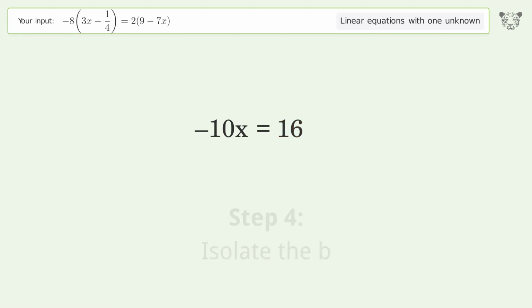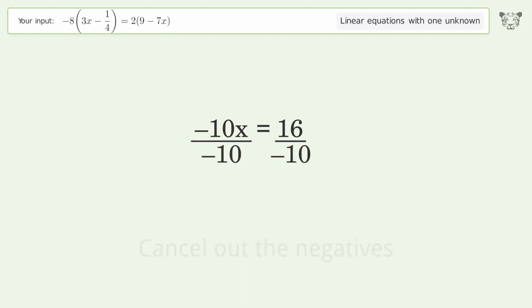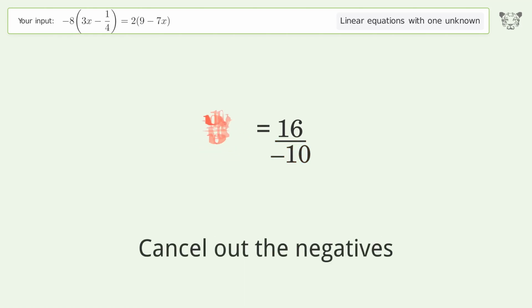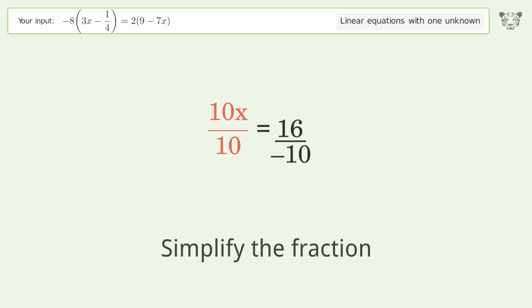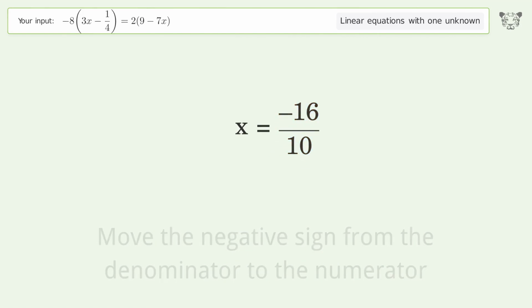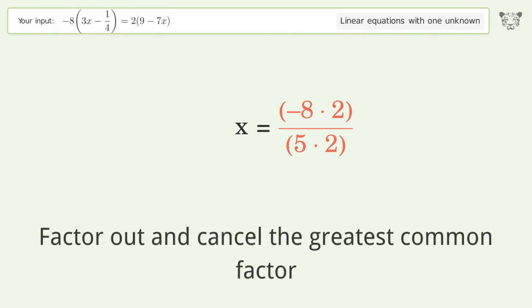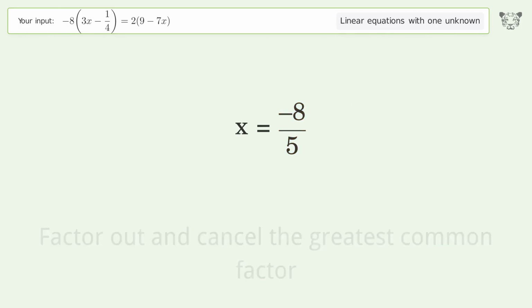Isolate the x. Divide both sides by -10. Cancel out the negatives. Simplify the fraction. Move the negative sign from the denominator to the numerator. Find the greatest common factor of the numerator and denominator. Factor out and cancel the greatest common factor. And so the final result is x equals -8/5.